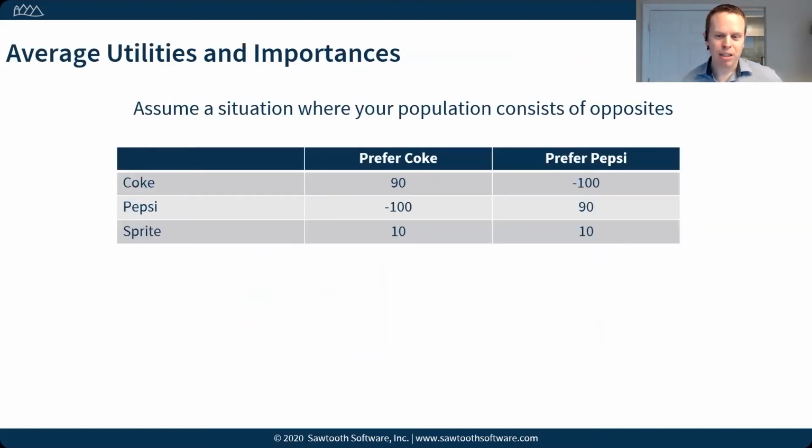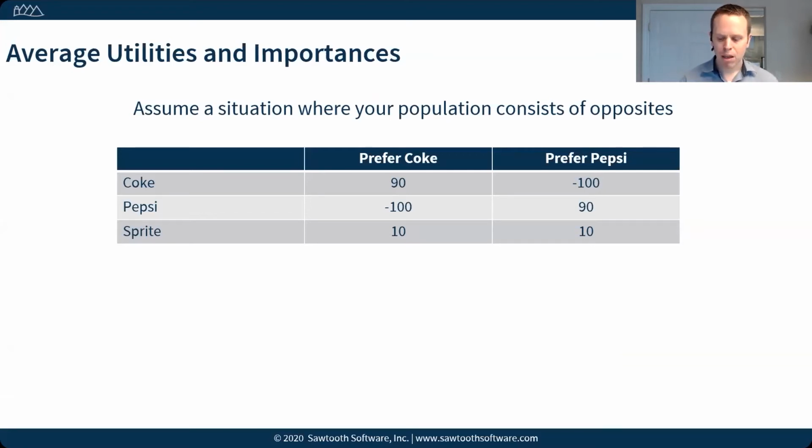From a conjoint perspective, we'll use a really simple example here. Let's assume a situation where we happen to have polar opposites in our population. Just to keep things simple, we'll say there's a really strong segment of people who have very positive feelings about Coke, negative feelings about Pepsi, and Sprite's kind of hanging out in the middle there. And then the other half of the population is the reverse. Really strong positive feelings for Pepsi, really strong negative feelings for Coke, and again, Sprite is hanging out in the middle.